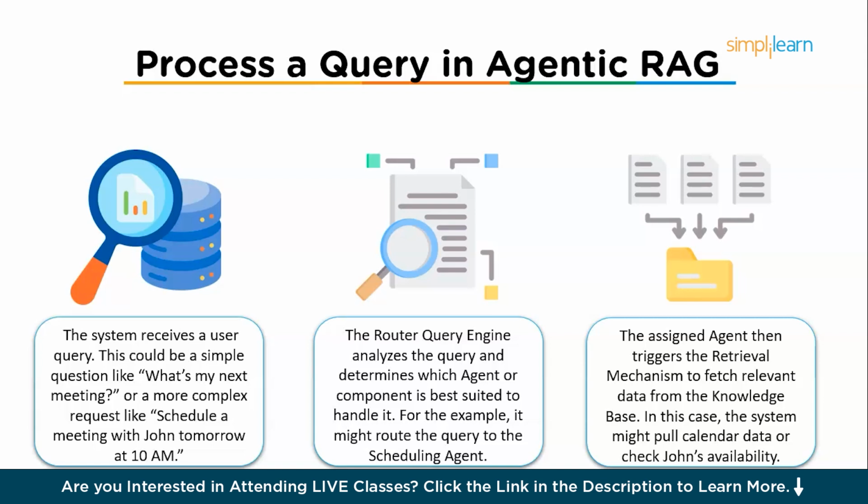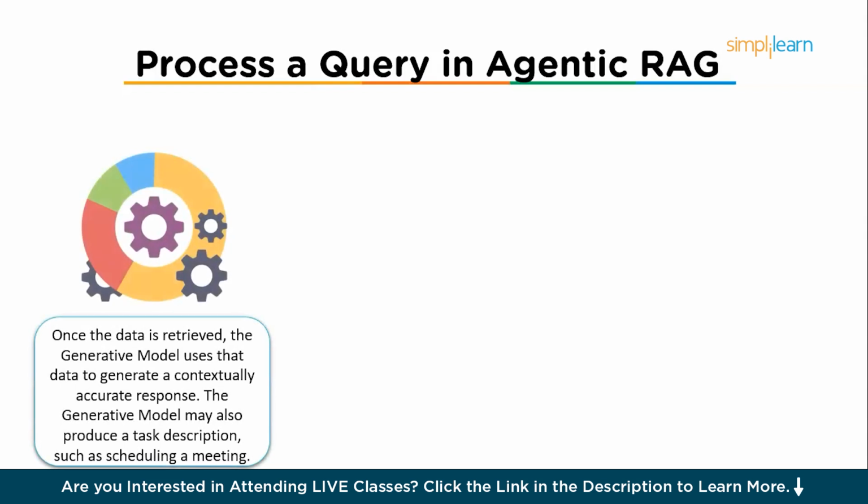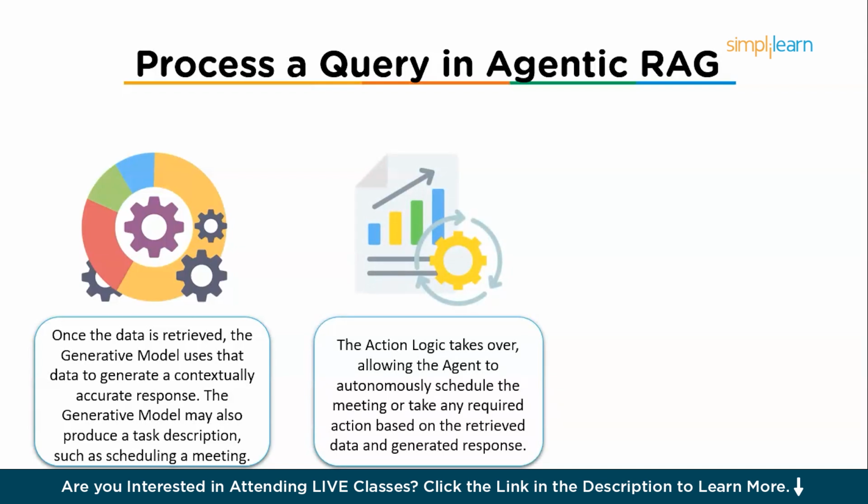Now, let's move on to the next step, which is processing the data. Once the data is retrieved, the generative model uses the data to generate a contextually accurate response. The generative model may also produce a task description such as scheduling a meeting. After that, we will be executing the action. The action logic takes over, allowing the agent to autonomously schedule the meeting or take any required action based on the retrieved data and generated response.